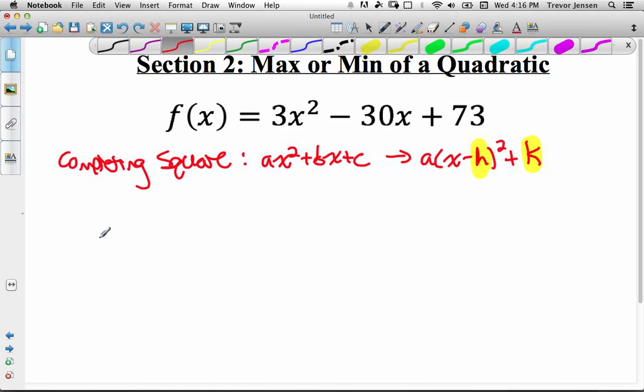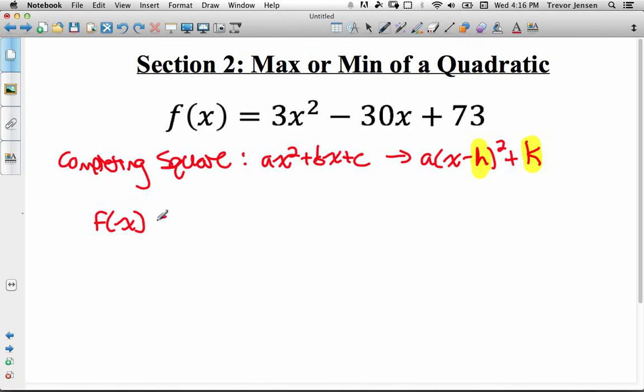So here's the steps to completing the square. Step 1, you put the first two terms in brackets.